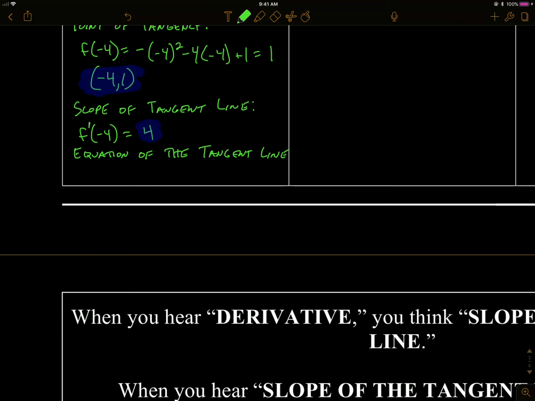So we have y, and we're going to use point slope form. So y minus the y value, which is the 1, equals the slope m times x minus the x value, which is negative 4. So minus a negative 4 becomes a plus 4. We'll leave it in point slope form. That is the equation of the tangent line.